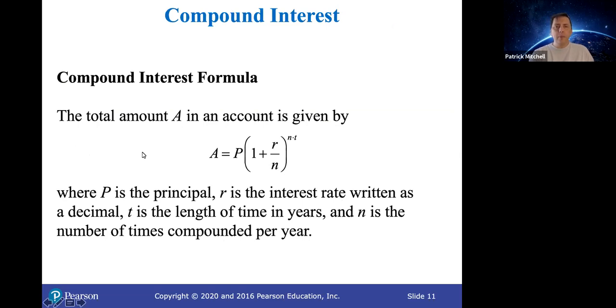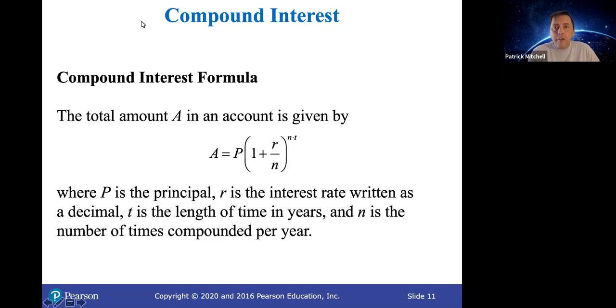So here's the formula for compound interest. You see it's a bit more complicated than the simple interest formula. That formula is A equals P times (1 plus R over N), and that expression is raised to the power N times T. So P is the principal, R is the interest rate written as a decimal, T is the length of time in years, and N is the number of times compounded per year.